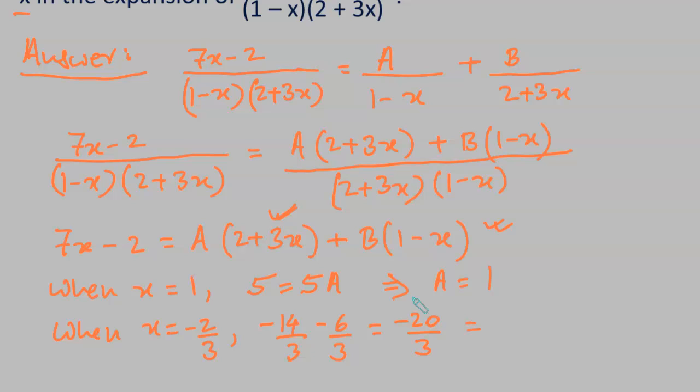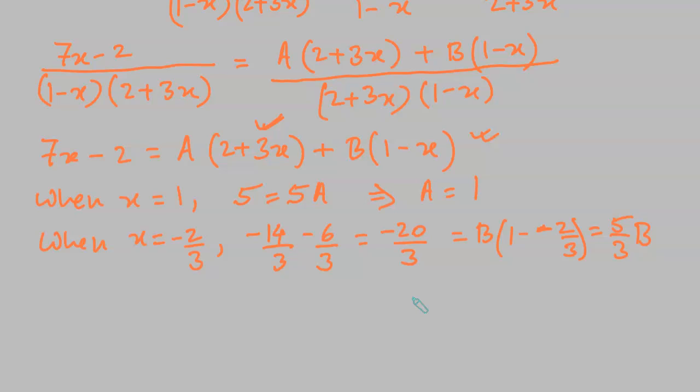What about the right hand side? It is negative 2 over 3, this is b, times 1 minus minus 2 over 3, that is 1 plus 2 over 3. That is 3 over 3 plus 2 over 3, which is equal to 5 over 3b. So negative 20 over 3 is equal to 5 over 3b. So what will be the value of b?